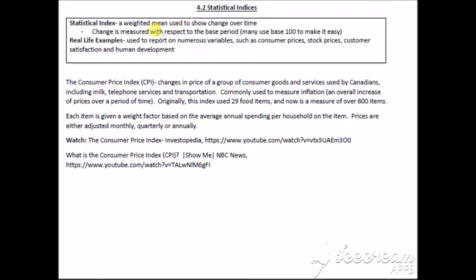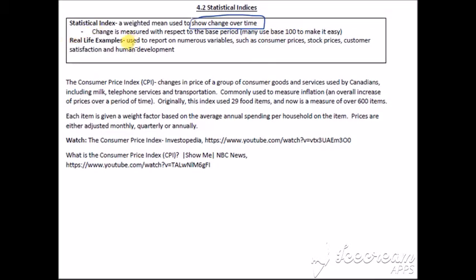So in 4.1, we talked about averages and the change, the percentages. We talked about weighted mean. We talked about the change over time. Now, change is measured with respect to the base period. So many people use base 100 to make it easy.